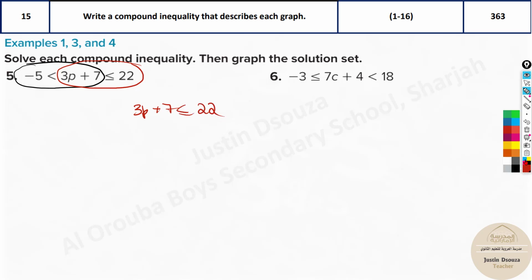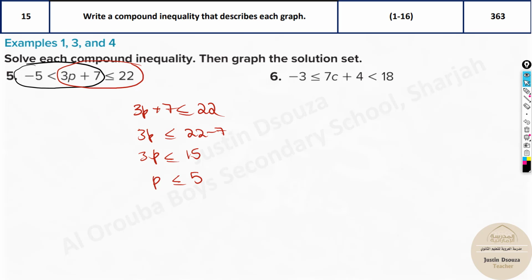And what do we have as the other one? Let me just solve this first. So 3p less than or equal to 22 minus 7. It is 3p less than or equal to 15. And we have p less than or equal to 5. So this is one part. Now we will do the other part.